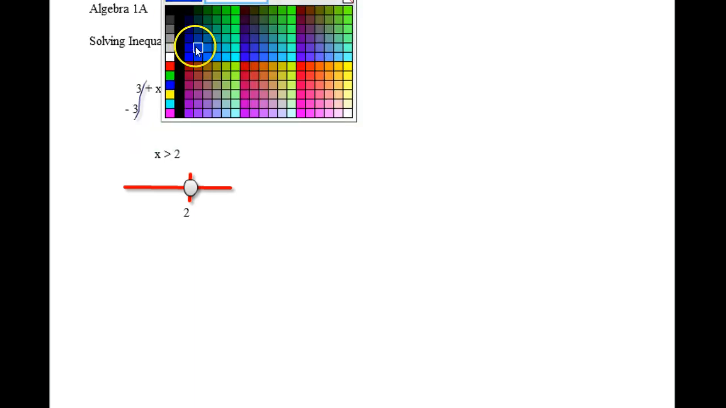So I would graph it. I would have 2 right here. Now I'd have an open circle on here, and then I would have a color that was different for the line. And some of you guys are probably going, "Oh, why is it open circle?"